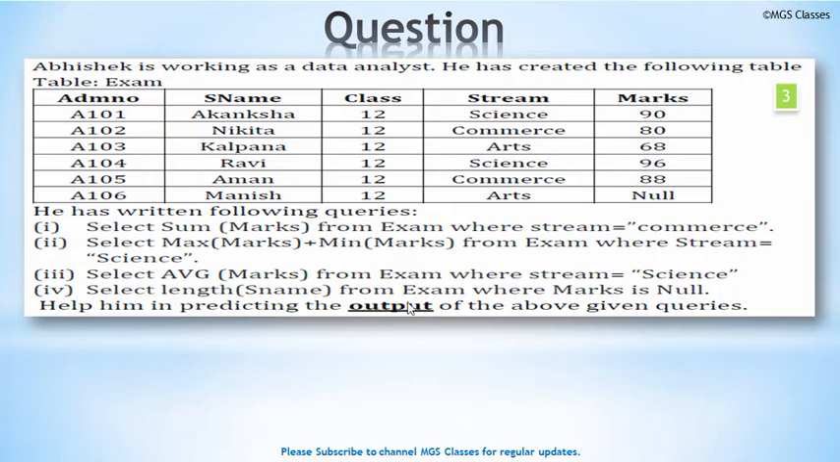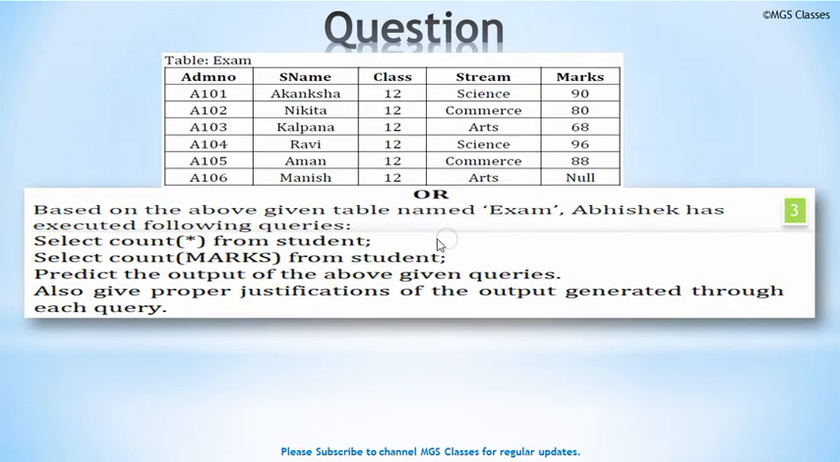Now we will see the OR portion of this question, what is asked in the OR. So in this OR question, based on the above given table named exam table, again we need to consider, and Abhishek has executed the following query. We need to predict the output of these queries.